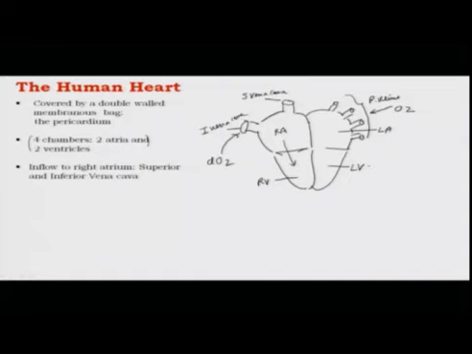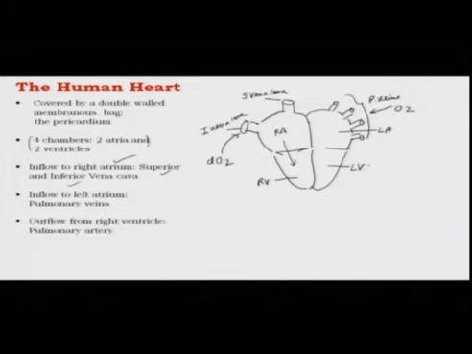So, inflow into the right atrium, as I just told you, is the superior and inferior vena cavas. Then we have inflow into the left atrium, which is the pulmonary veins, which I also showed you. Then we have outflow from the right ventricle. So, here you have a large vessel which is called the pulmonary artery, and here deoxygenated blood is going out of the heart to the lungs to get oxygenated, and then oxygenated blood is returning from the lungs through the pulmonary veins into the left atrium.